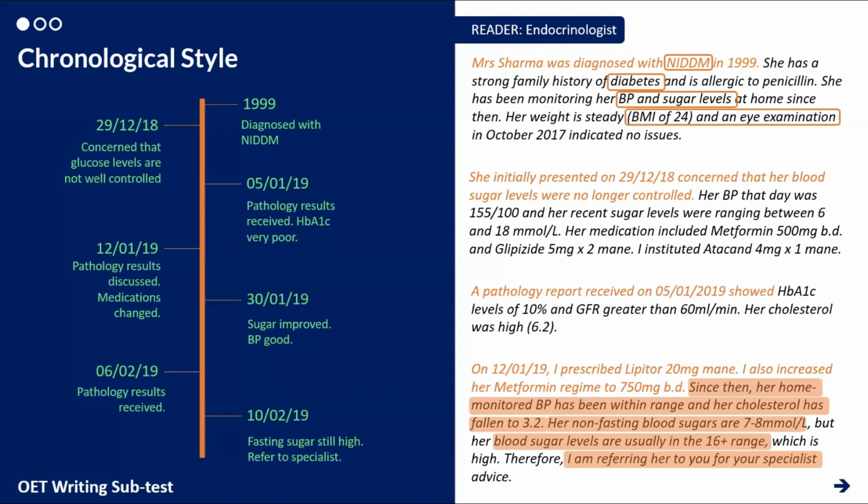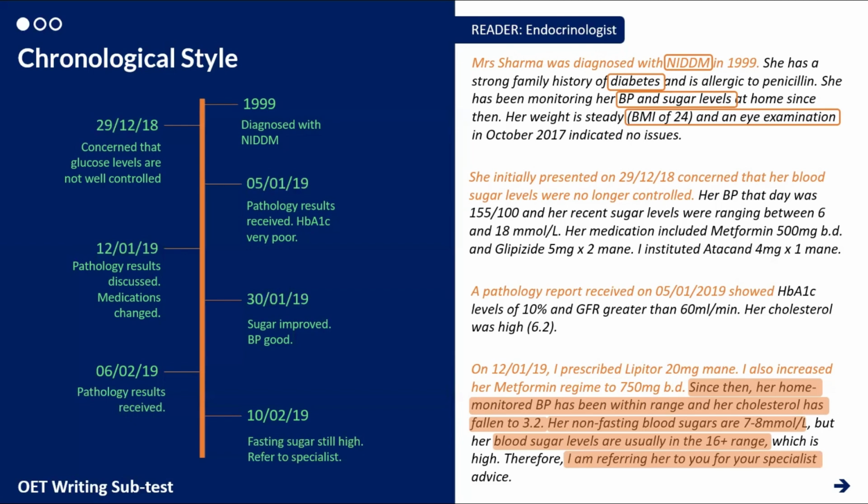Okay. So in this letter, you can see that the chronological style works. Past history of the patient, the changes from before to what's happening during the previous consultation, the development of that condition up to the present time.